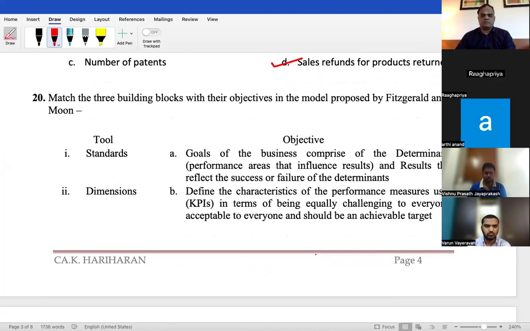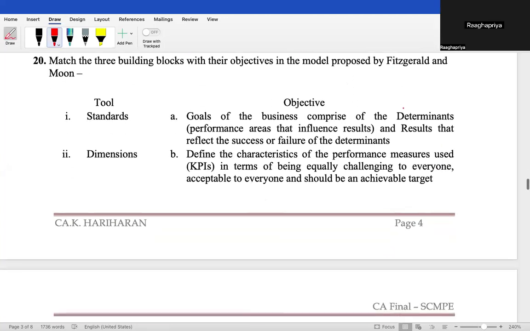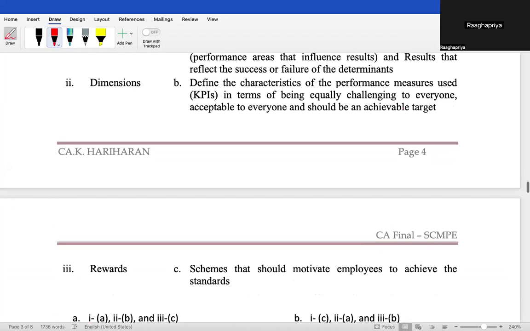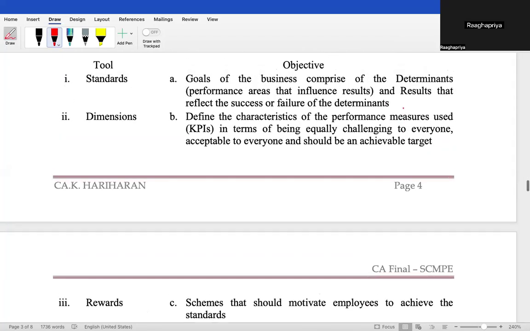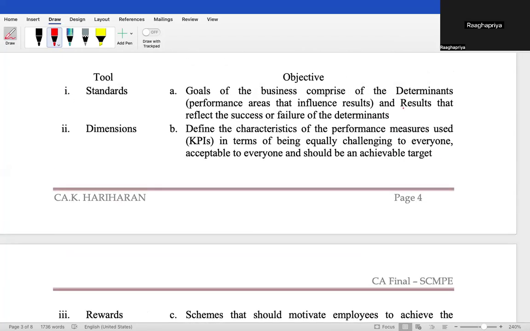Question 20. Match the three building blocks with their objectives in a model proposed by Fitzgerald and Moon. Point 1. Tools, standards, dimensions, rewards, and their objectives. Option A. Goals of the business comprises of determinants, that is, performance areas that influence results, and the results that reflect the success or failure of determinants.